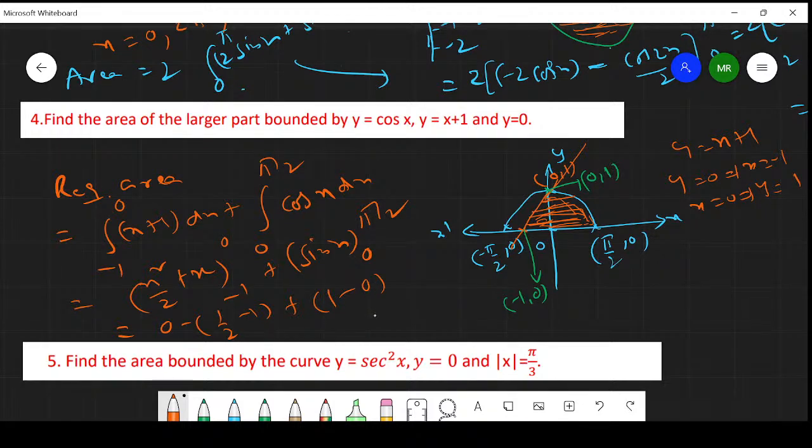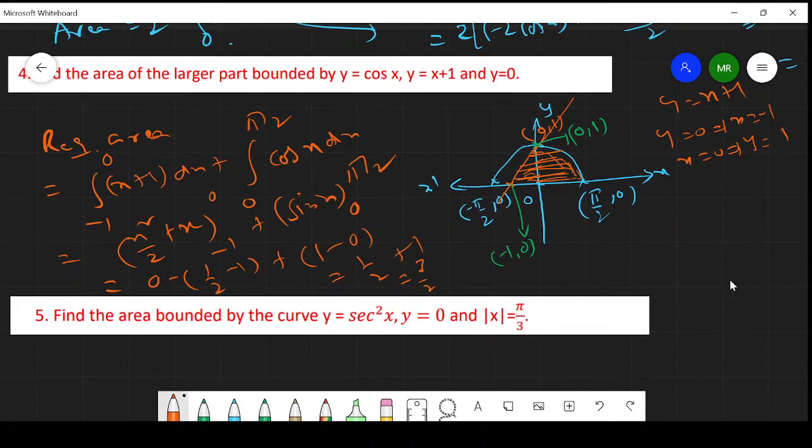You can check the value here. The required answer is 1 by 2 plus 1, which is 3 by 2 square units. Add this one, 1 by 2 plus 1, 3 by 2 square units. That is your answer, 3 by 2 square units.